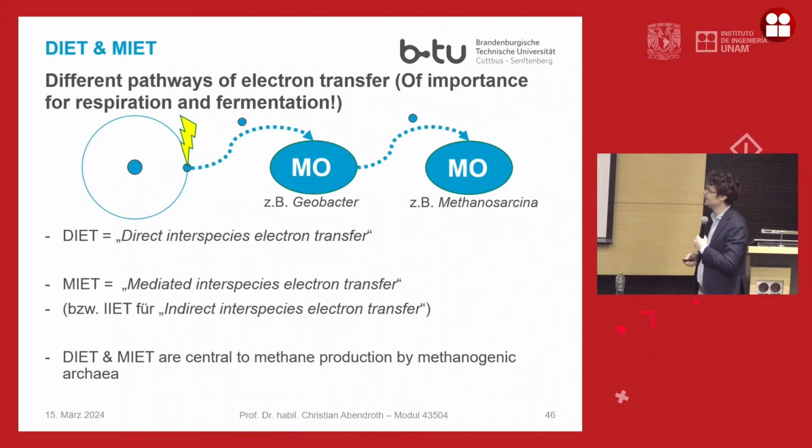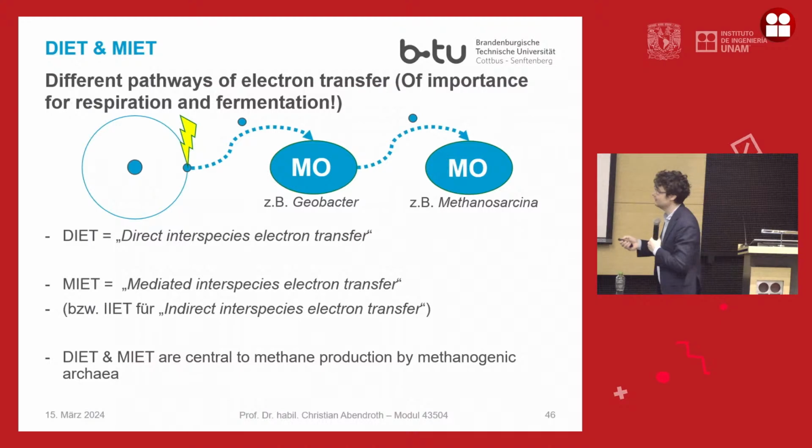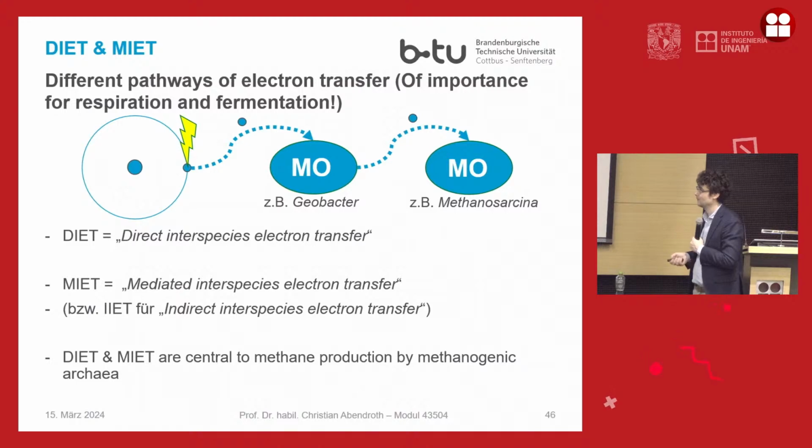So like this, Methanosarcina has something to eat, and Geobacter is happy that it gets rid of its electrons, which it can't use anymore. So this transport can happen in different ways. One way is this mediated interspecies electron transfer. We also talk about IIET, which is very similar, the indirect interspecies electron transfer. And this always happens with some carrying molecule, for example, acetate or hydrogen.